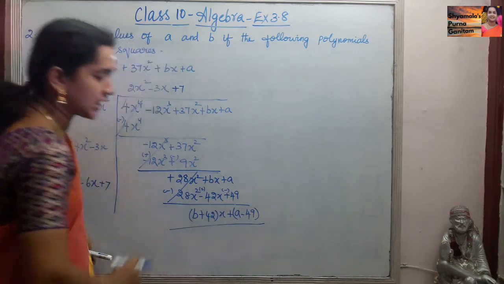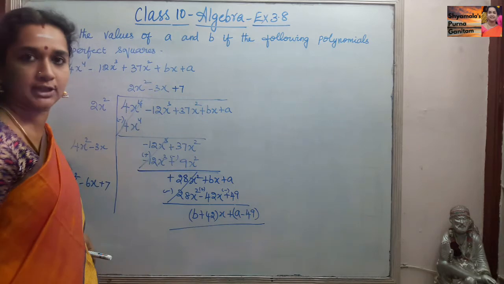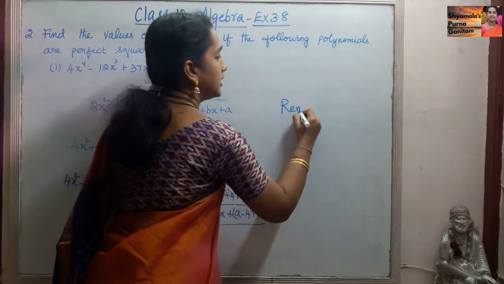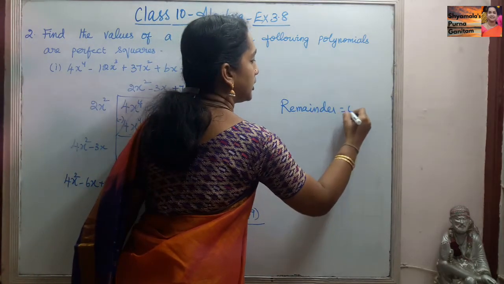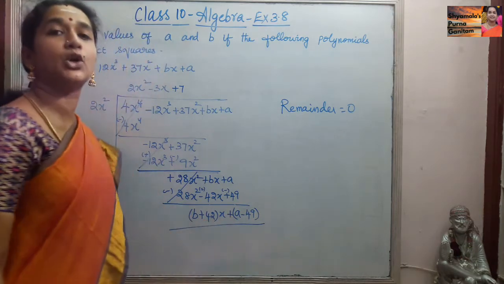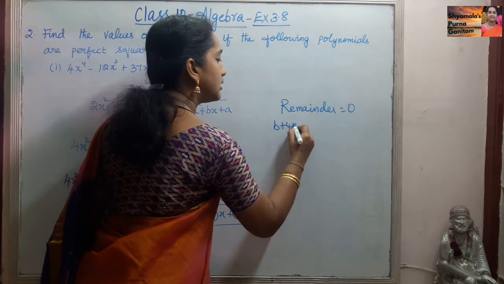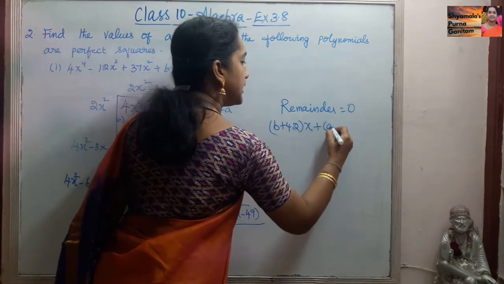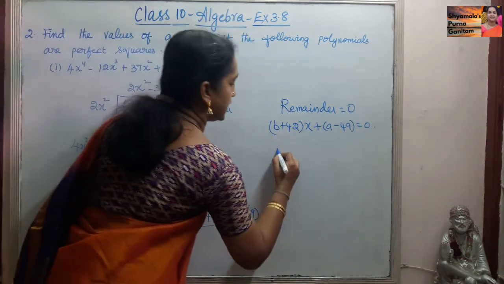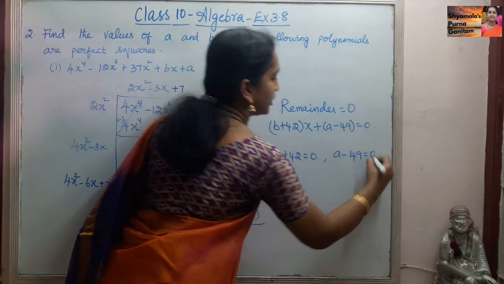Now we are asked to find the values of a and b. In the question it is given that the number is a perfect square. So the remainder will definitely be equal to 0. Here we got the remainder as b plus 42 into x plus a minus 49, so both have to be equated to 0. That is, b plus 42 is equal to 0 and a minus 49 is equal to 0.